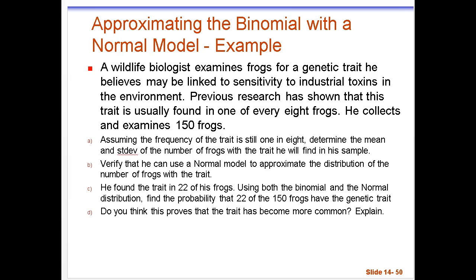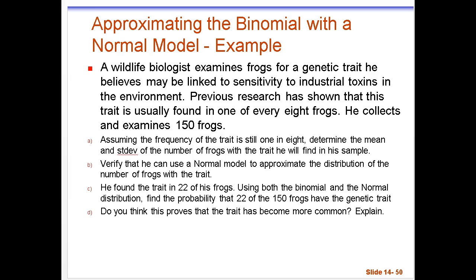Previous research shows that this trait is found in 1 of every 8 frogs. Okay, the 1 in every 8, we're really being told here the proportion of the frog population with this genetic trait, and 1 in every 8 really translates into 12.5% of this population. The researcher collects and examines 150 frogs, and those frogs will be examined and they will be determined whether or not they have the genetic trait.